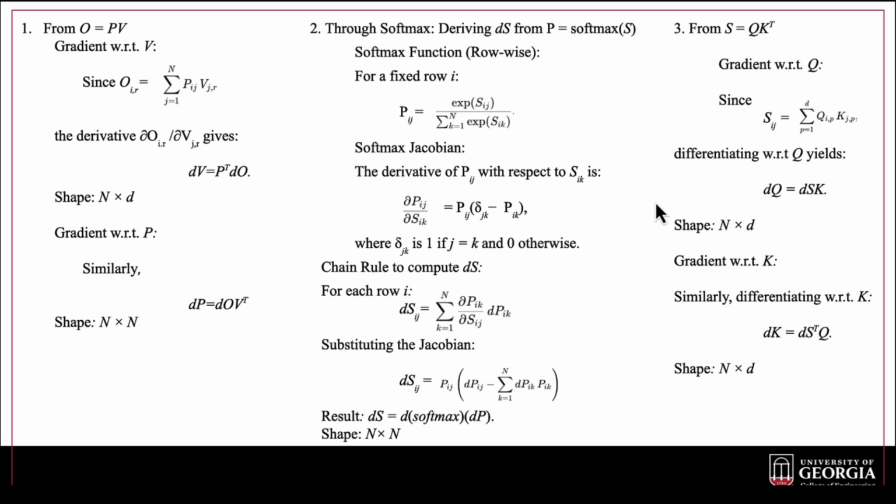To find dS, which is the gradient of S, we use the chain rule with the Jacobian. For each row i, dSij is computed by summing the contributions from all dPik multiplied by their respective Jacobian terms, which can be simplified to this expression. This step is called the d softmax, which transfers the gradient from P back to S. Then we get the third equation. And finally, we compute the fourth and fifth equations in the same way as the first two equations.